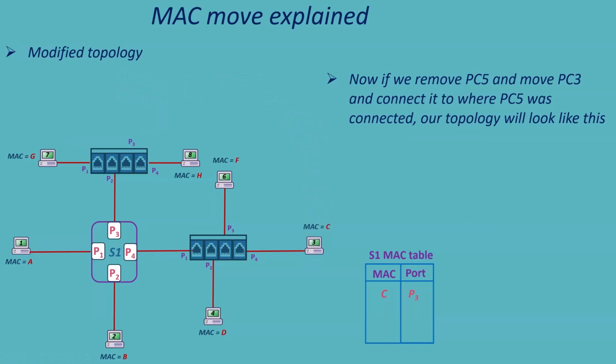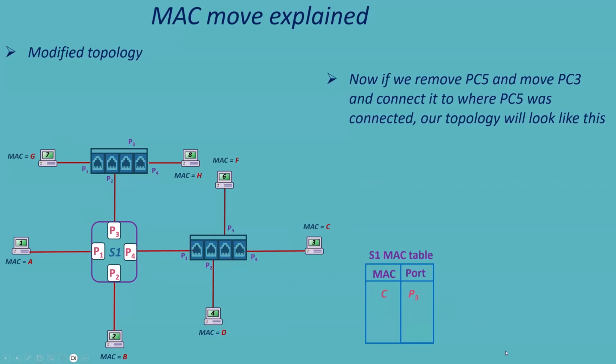Okay. Remember, this was like this. I removed this PC and then moved this one from here to here. Remember, right? The MAC entry is still here, showing that C is on port P3. And remember that entries in the MAC table get learned or added when a switch receives a frame. So this is what has happened. Now if this PC sends a frame, then only this switch will learn it on a different port.